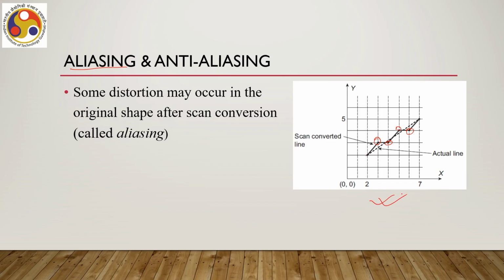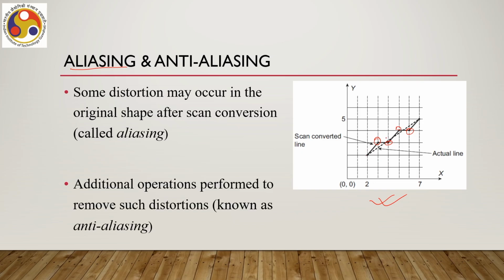The original line is shown as a dotted line, whereas the approximated line is shown as the thick continuous line. Now, as you can see, the approximate line does not exactly look like the original line, because we are not exactly rendering the points on the line, but rendering pixels that are closest to those points on the line. So, the shape may get distorted. Some distortion may occur in the original shape after scan conversion.